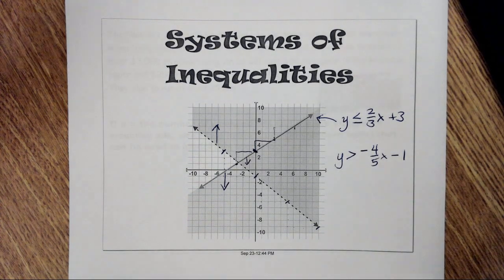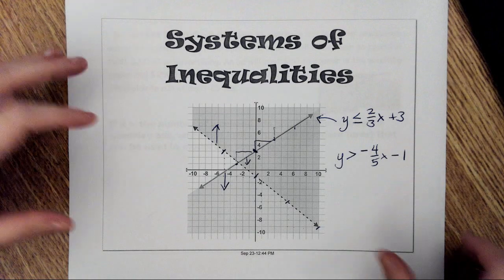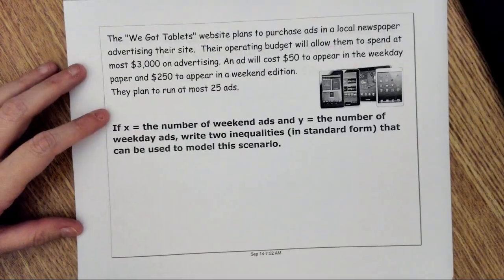So what we're going to look at today is not just solutions that represent one inequality. A system is where I have more than one line or equation graphed at the same time, and I'm looking for what they have in common. Okay, so let's look at this example.